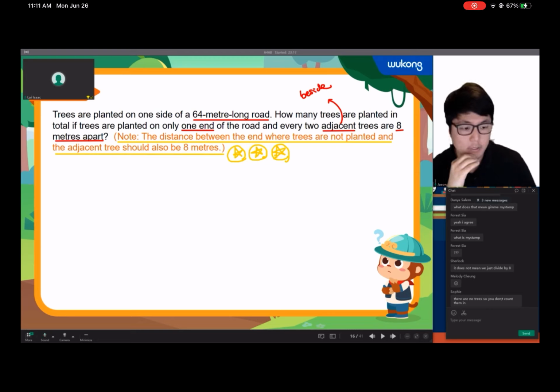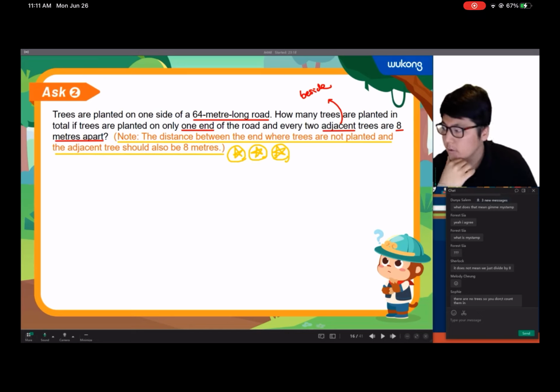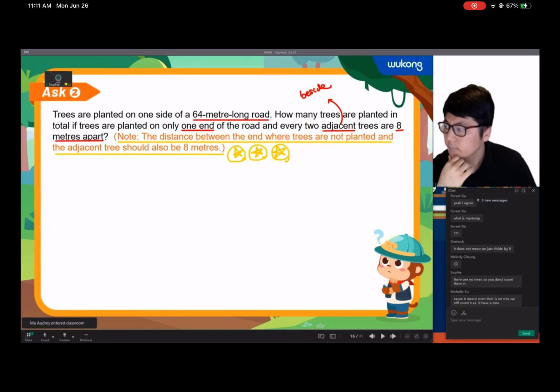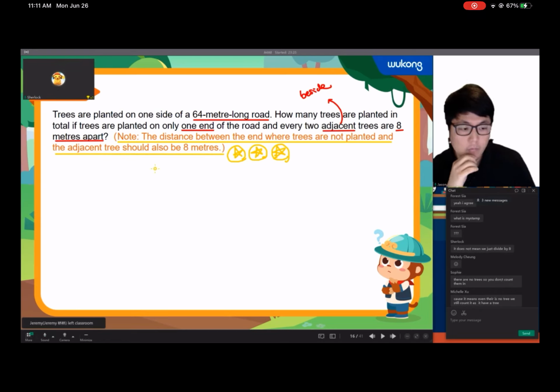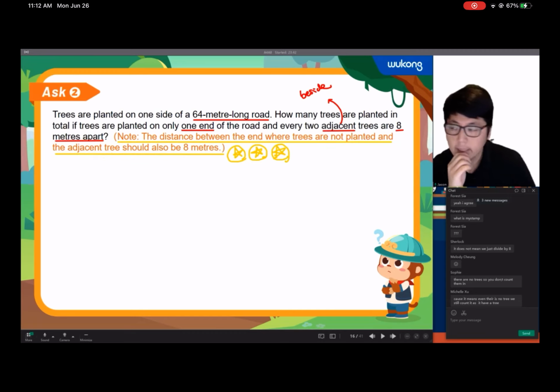No, sorry. Okay, Sherlock, you want to try? Maybe because it's like the last question. The difference between adjacent trees. Okay, sorry. Olivia?